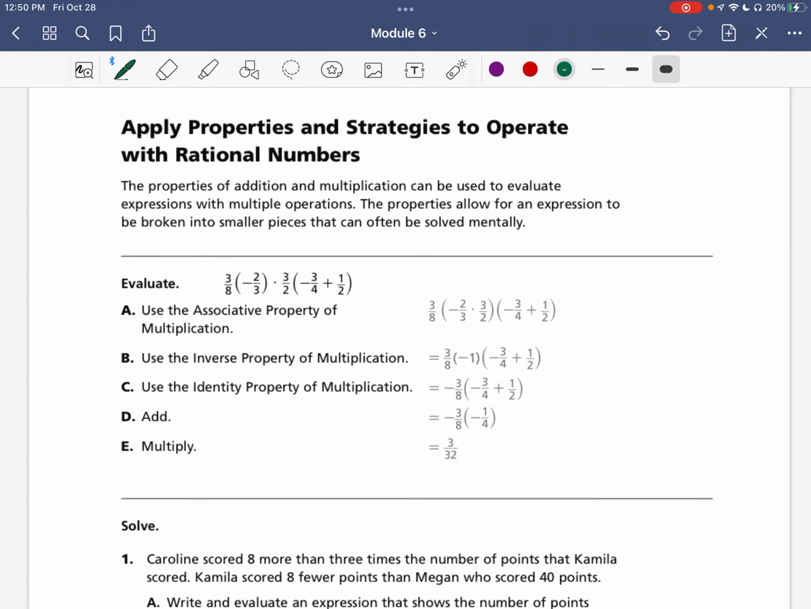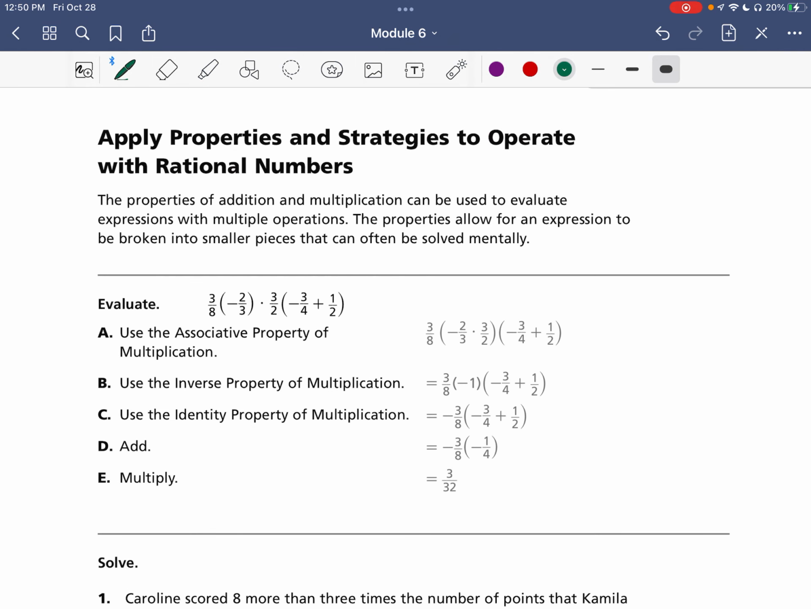So here's our first problem. The properties of addition and multiplication can be used to evaluate expressions with multiple operations. These properties allow for an expression to be broken into smaller pieces that can be solved more easily, be solved mentally. So here we have our initial problem.